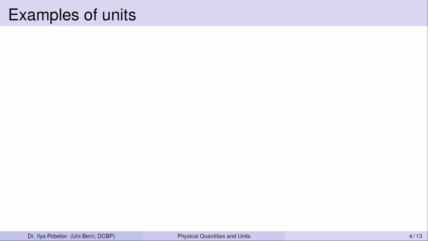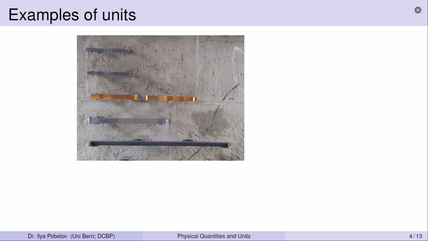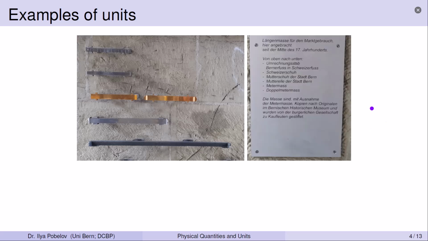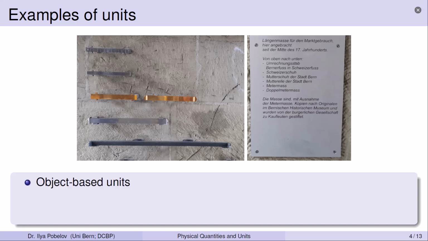For example, we can choose a specific object that embodies the property of interest. The quantity of this property that the object possesses serves as the reference quantity. To illustrate this concept, let's consider a historical example. In Bern's Zytglogge Tower, you will find measures of lengths that have been publicly displayed since the 17th century. These measures serve as reference units for lengths. They represent units based on an object.